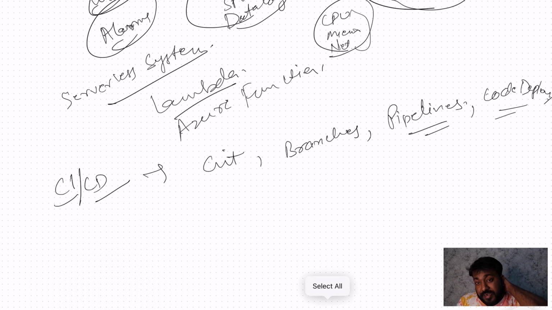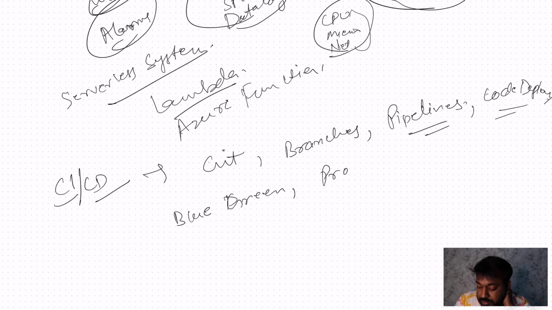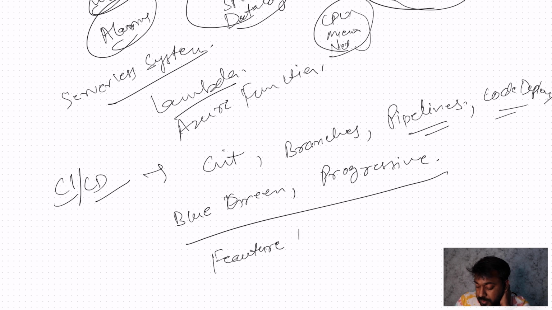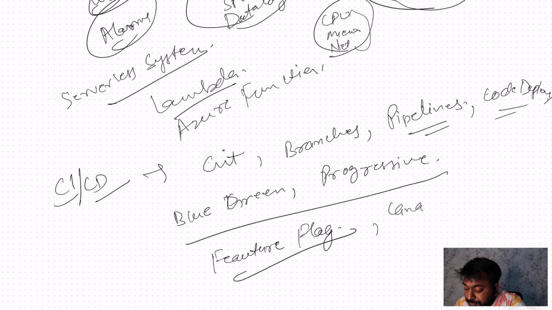Then deployments can be of different types. It can be blue-green deployment, blue-green, right? It can be progressive deployments, right? Then during deployments, feature flag is something which is important, so you should read about them. How do you do continuous deployment which is backward compatible? So generally you try to use feature flags with it. You can also learn about canary deployment, right?